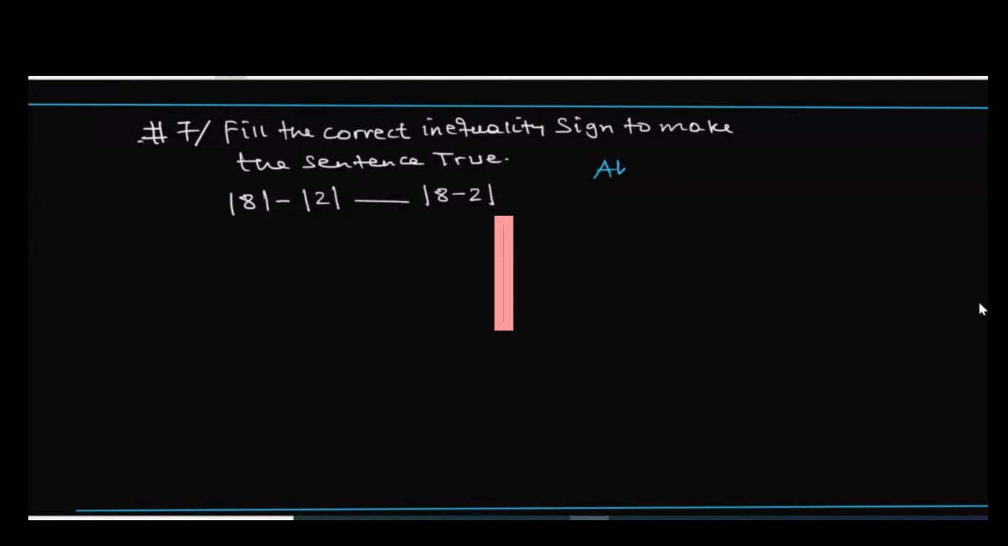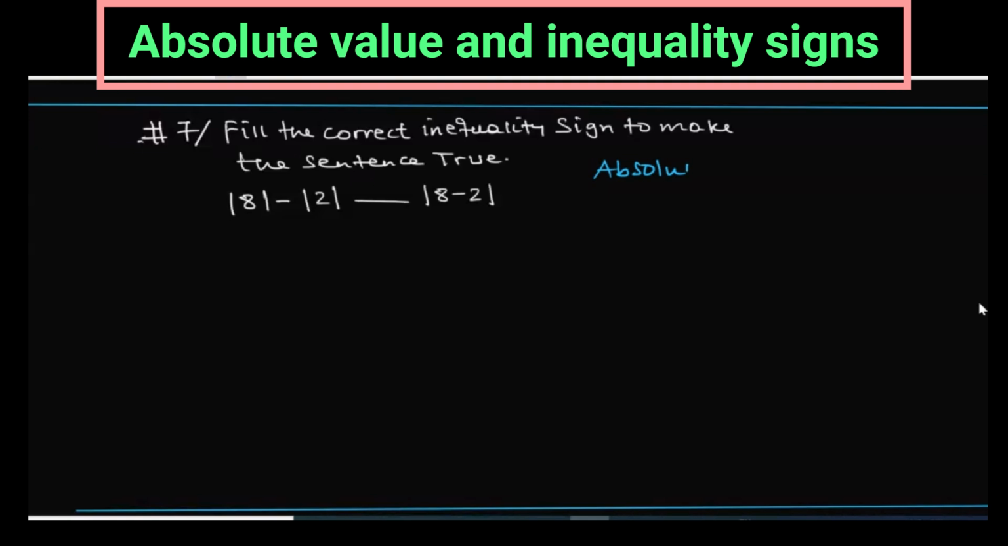Absolute value and inequality. Fill in the correct inequality sign to make the sentence true. Okay, this is the blank space. But those numbers are in absolute value.